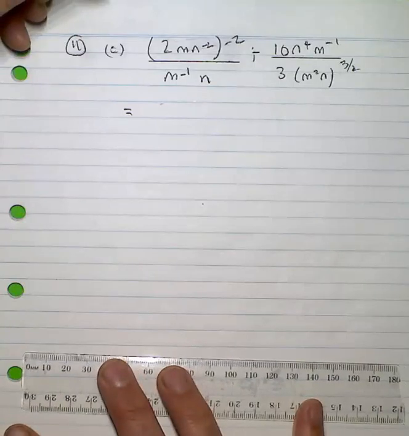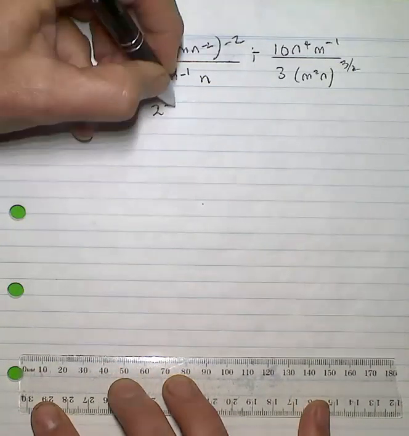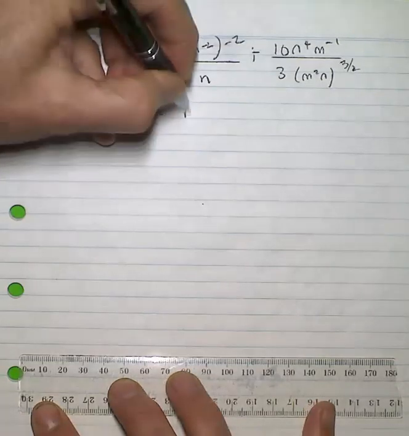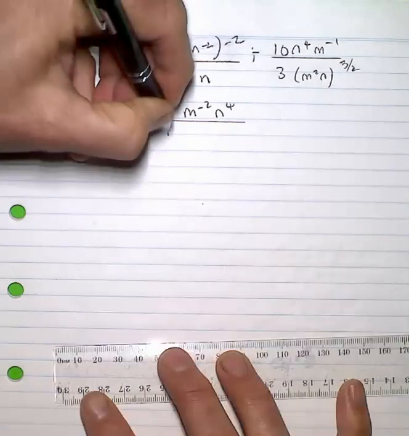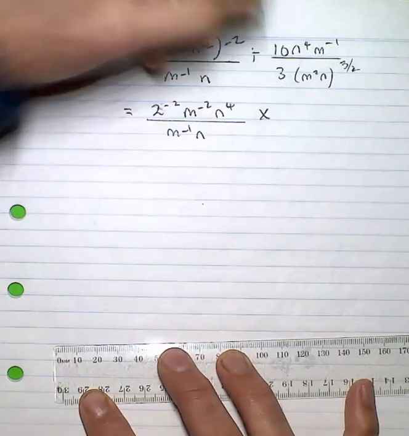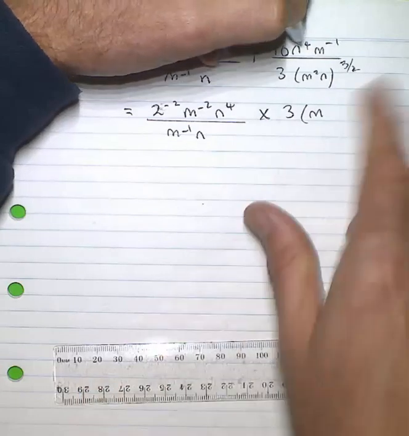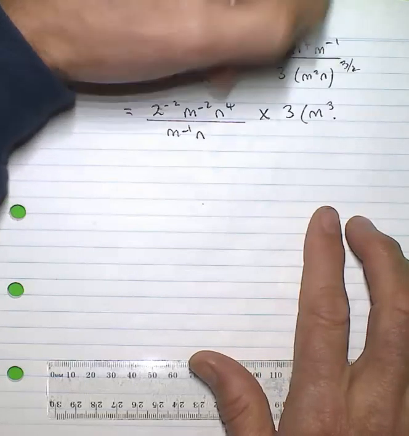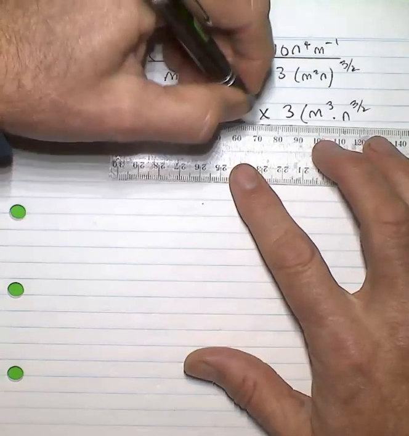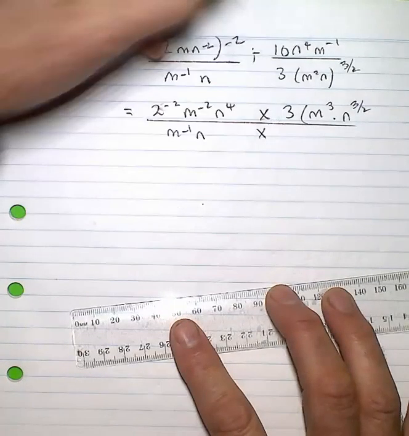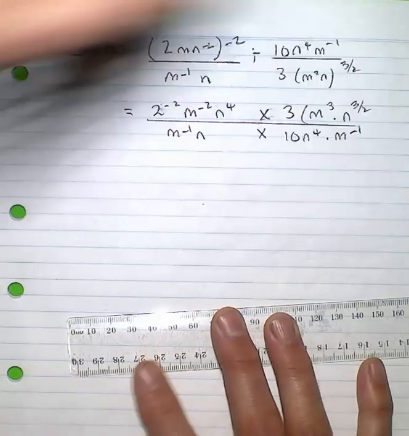Working through 11C, the first thing I'll do is to make sure that I've raised the powers appropriately, multiplying through the index numbers. Now, when you divide, you're multiplying by the reciprocal. So that becomes m to the power of 3 times n to the 3 over 2. And on the denominator, times m to the minus 1.